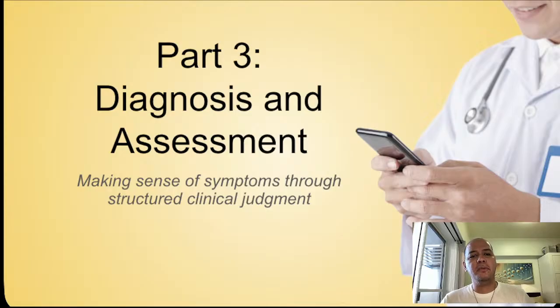All right, welcome to part 3, diagnosis and assessment. So, after defining abnormality and looking at the major ways abnormal behavior is explained, the next big question is this. How do clinicians actually figure out what is going on? Because let's be honest, noticing that someone is distressed is one thing. Naming the problem carefully and responsibly is another thing.